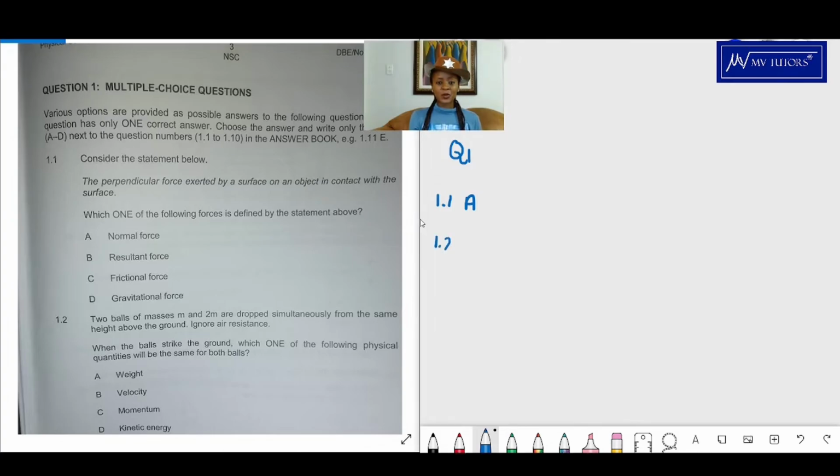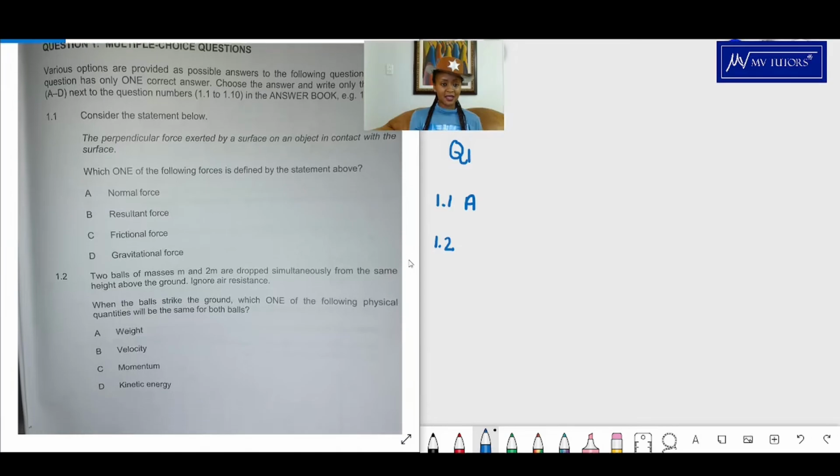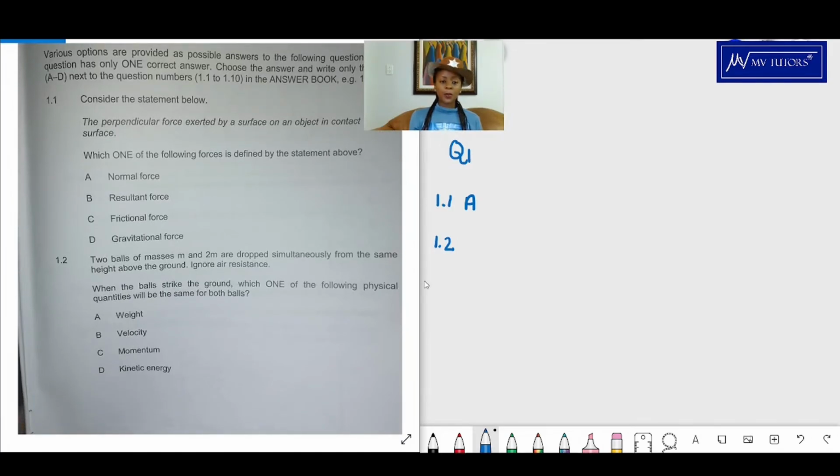And then 1.2, two balls of masses m and 2m are dropped simultaneously from the same height above the ground. What are they saying about it? When the balls strike the ground, which one of the following physical quantities will be the same for both balls? If we look at the weight, you know that weight is equal to mass times gravitational acceleration. So g would be the same, but because they have different masses, that won't actually work.